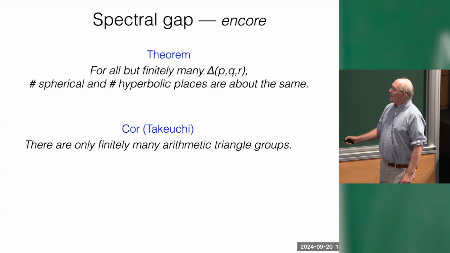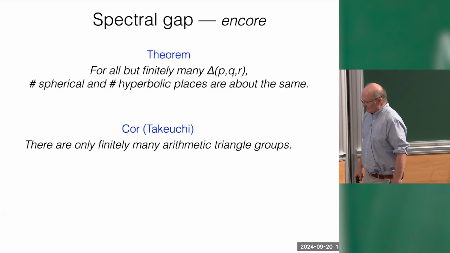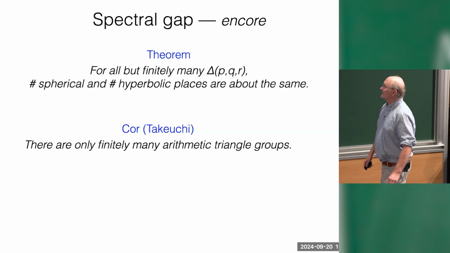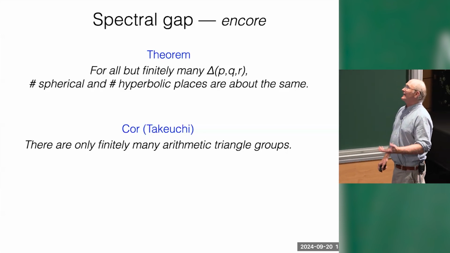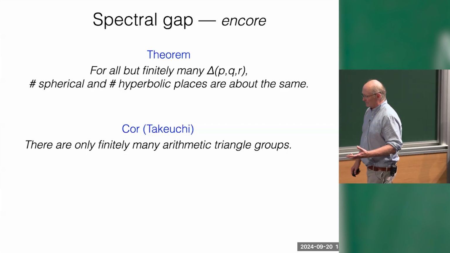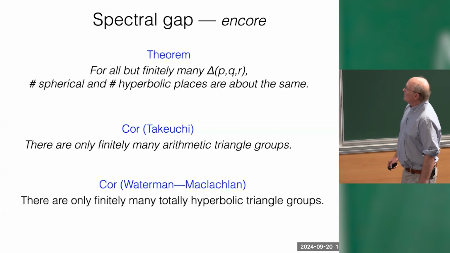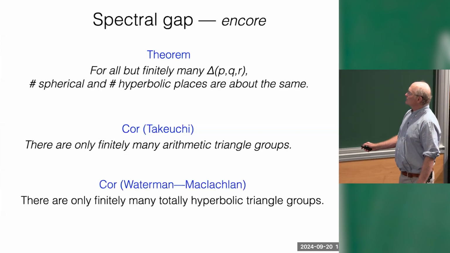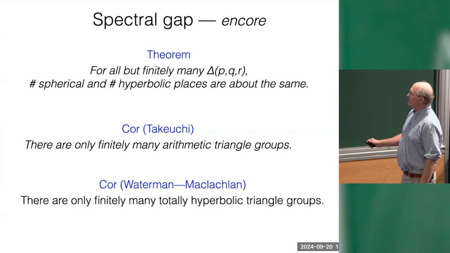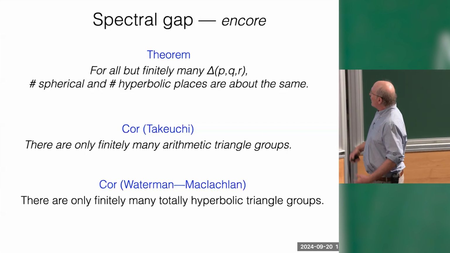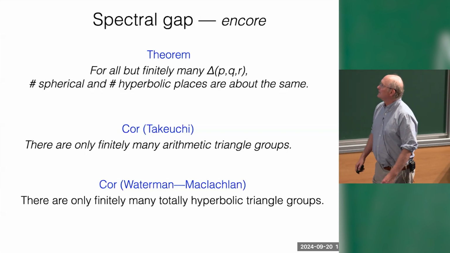As a corollary, you can prove in a simple abstract way this beautiful theorem of Takeuchi going back to the 1970s: there are only finitely many arithmetic triangle groups. And I'll say why in a second. But there's also a corollary, a much less well-known theorem going back to Waterman and McMullen that says there are only finitely many totally hyperbolic triangle groups.